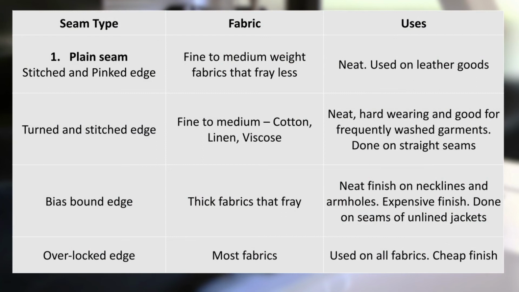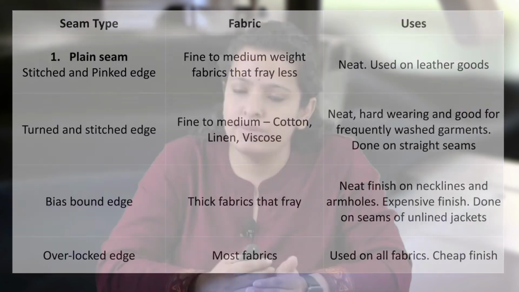Bias bound edges we generally use for the thick fabric that frays. It provides a neat finish on the neckline and the armholes. We cannot have straight stitching on the neckline or the curved part of the garment, so we use the bias bound edges. So it gives the finish to the neckline or the armholes and an expensive finish to the garment. It is also done on the seams of unlined jackets.